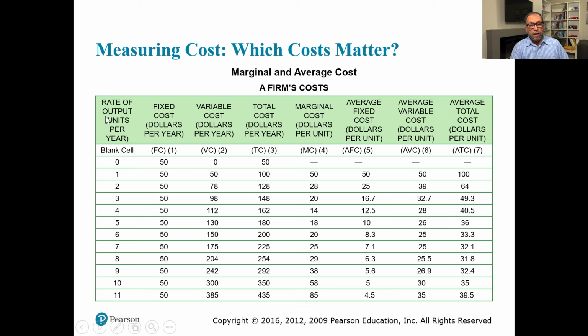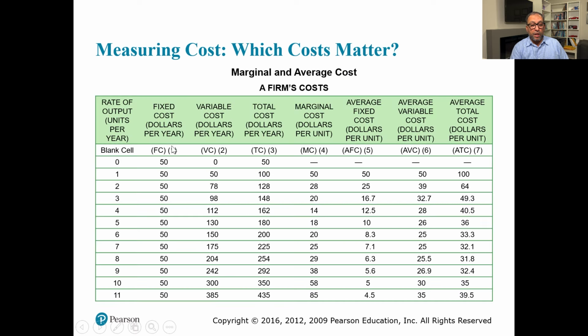So here is an example. We see these figures to get the whole idea of how we can get these costs. So, rate of output, units per year. These are the output, like you can say it's in thousands or whatever, but here we are just taking very simple numbers: 1, 2, 3, 4, 5, 6, 7, 8, 9, 10, 11. So these are the rate of output units per year. So in a year, how much we are producing.